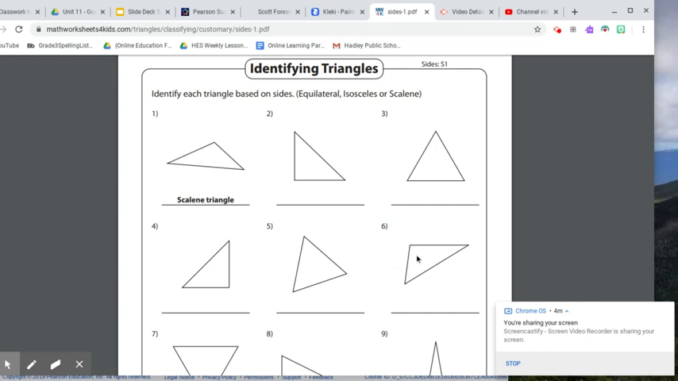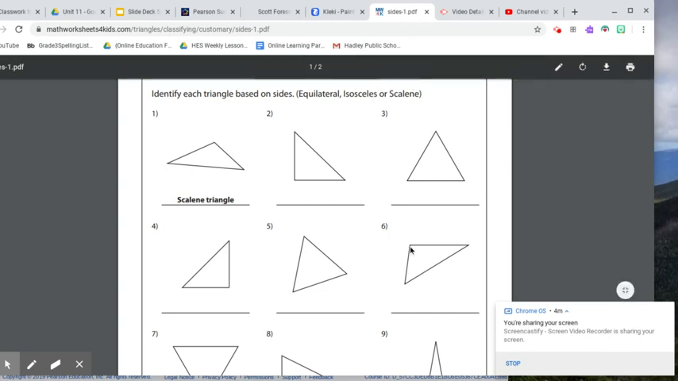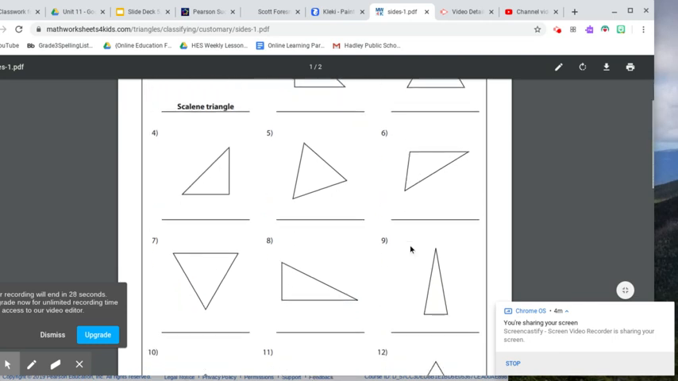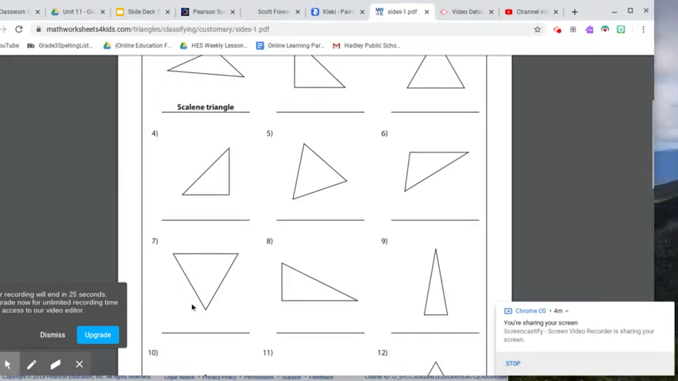Number 6? So number 6 almost looks like it could be isosceles, but it's definitely scalene. All three of these are different. All right, how about number 7? Number 7 looks to be equilateral for sure, right? It's just flipped a different way.